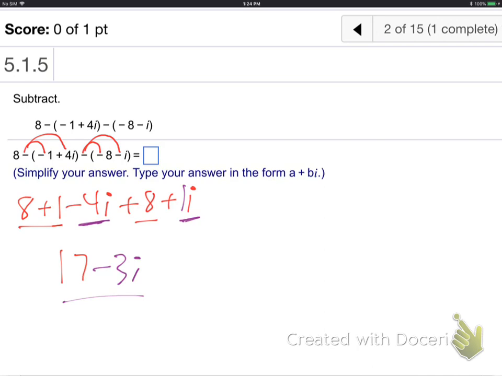Is that good? That answer is a complex number with two parts, real and imaginary. It's complex. Good to there?